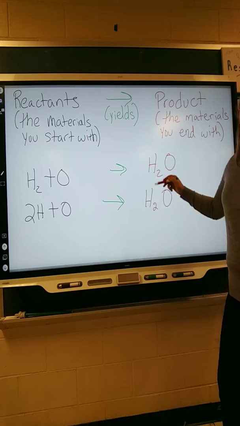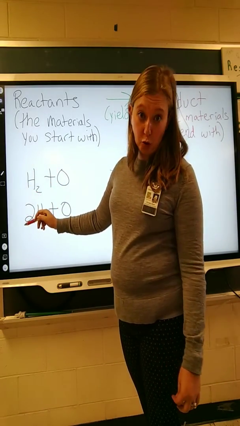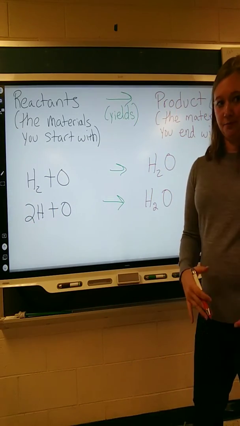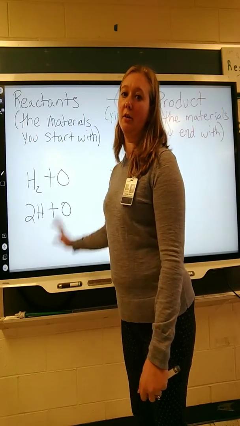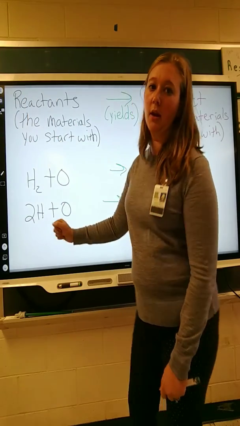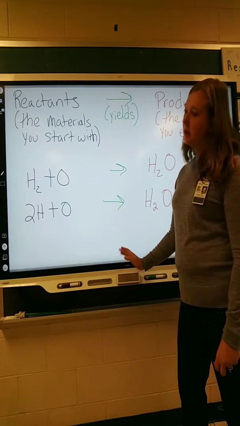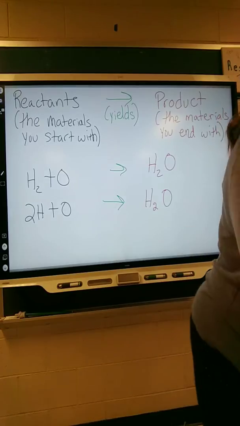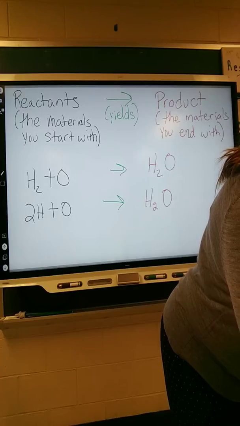Does it matter which way that I write my 2? No. Does it matter where I put my 2 here? That will be given to you. But what we need to recognize right now is that left side, what we started with. Those are our reactants. The arrow, we don't say arrow, we say yields. Product is what we end with.